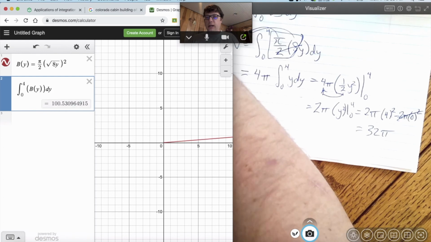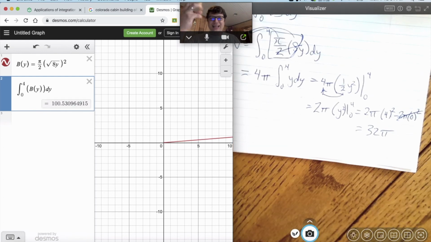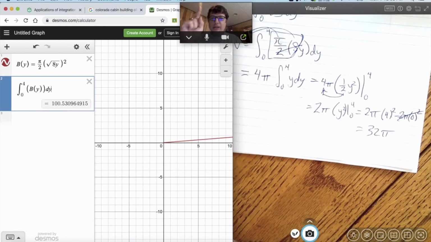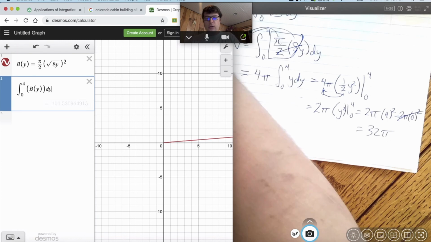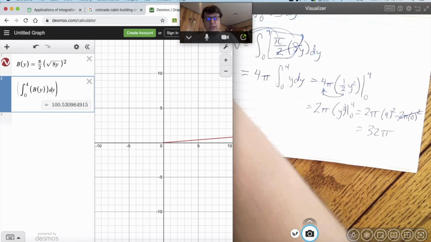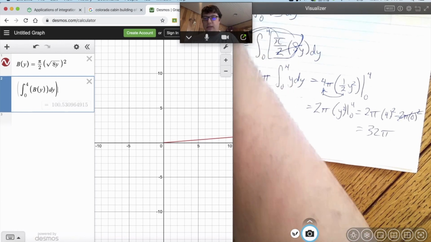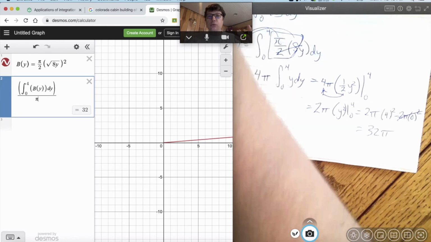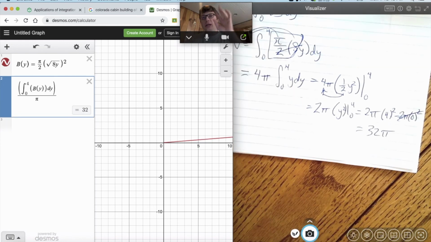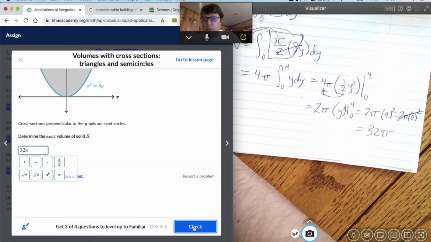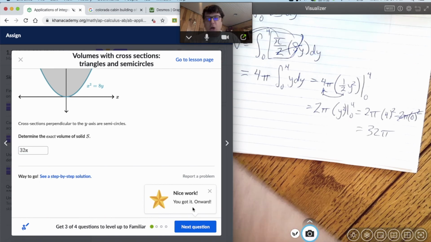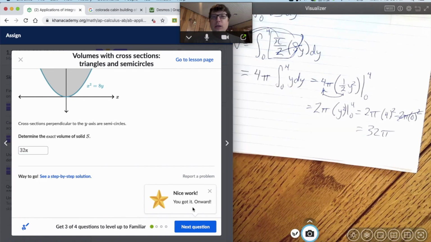They give me this 100. That's a decimal. So here's a way to trick it. You know that it's supposed to be an exact answer. So if I take that answer and divide by pi, maybe at the end, I get 32. Okay, so I've got to put the pi back in. The answer is 32 pi. Yes. Okay, anyway. Yep, we are correct. That's the way to do it.